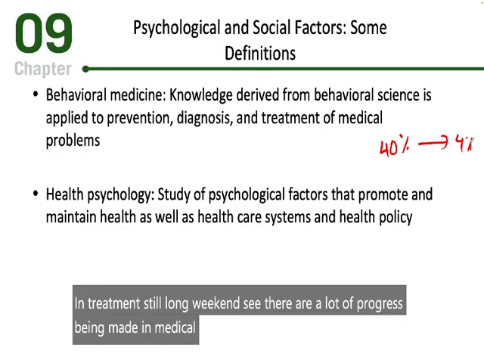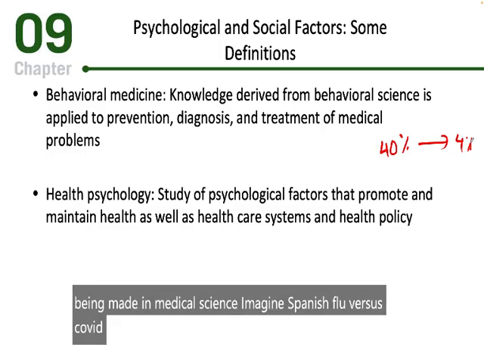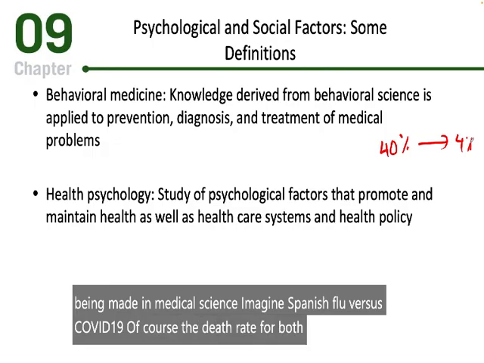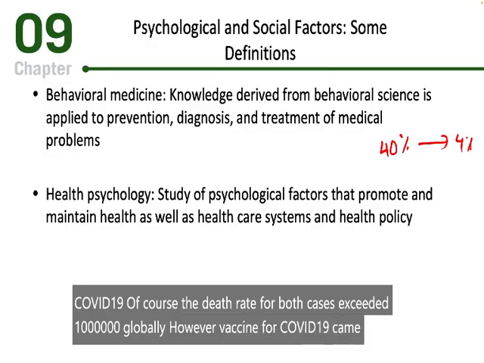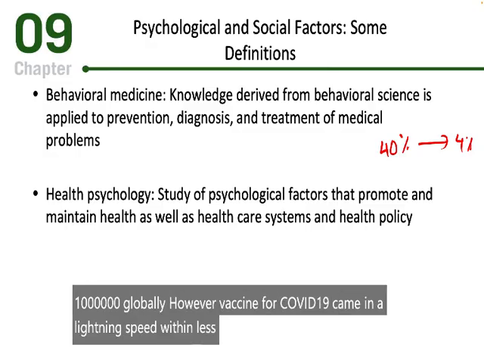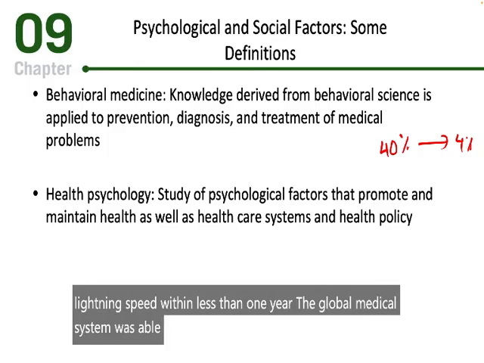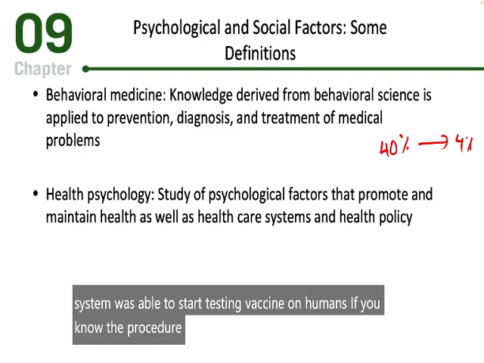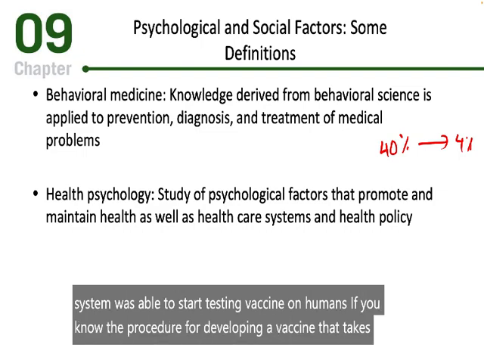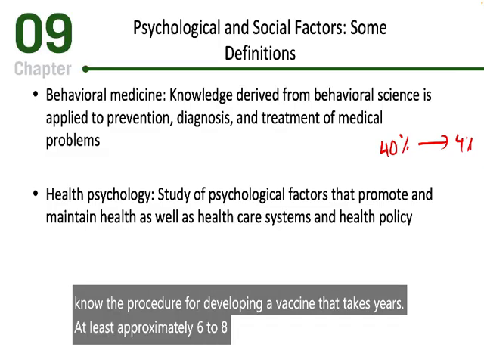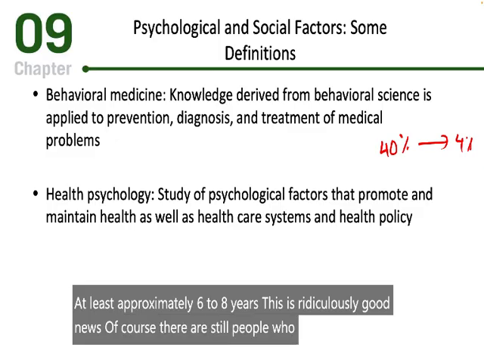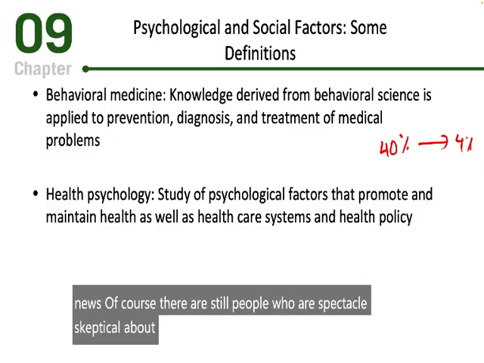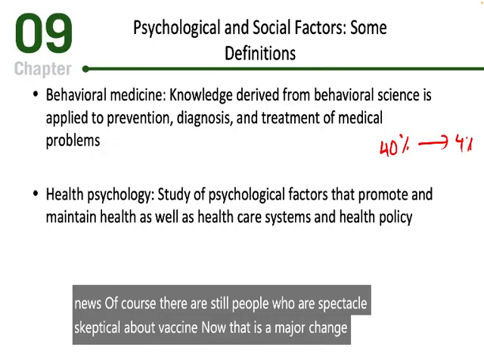Imagine Spanish flu versus COVID-19. Of course, the death rate for both cases exceeded 1 million globally. However, the vaccine for COVID-19 came at lightning speed. Within less than 1 year, the global medical system was able to start testing the vaccine on humans. If you know the procedure for developing a vaccine, that takes years, approximately 6 to 8 years. This is ridiculously good news. Of course, there are still people who are skeptical about vaccines. Now, that is a major change we see between the past and the present.